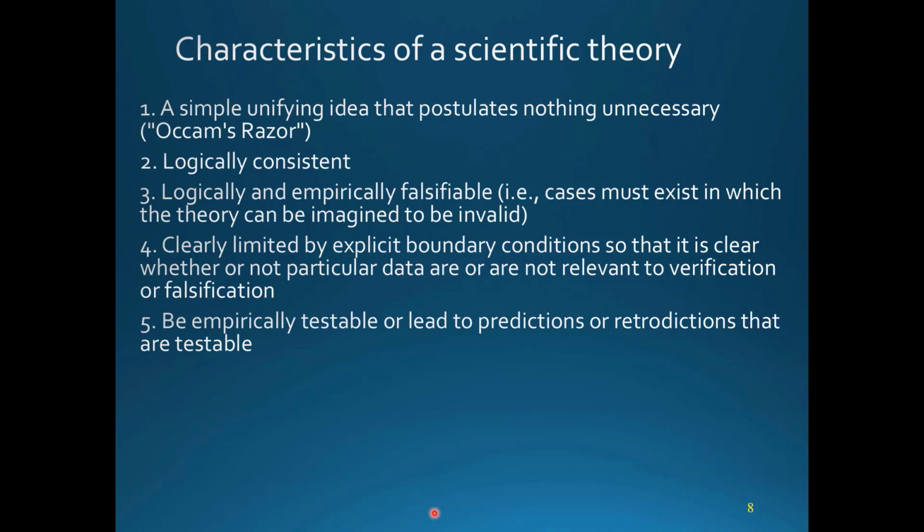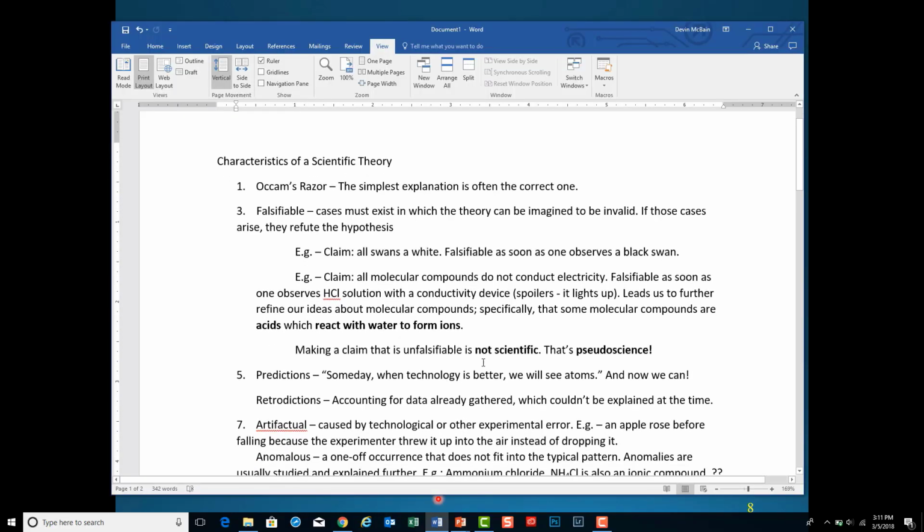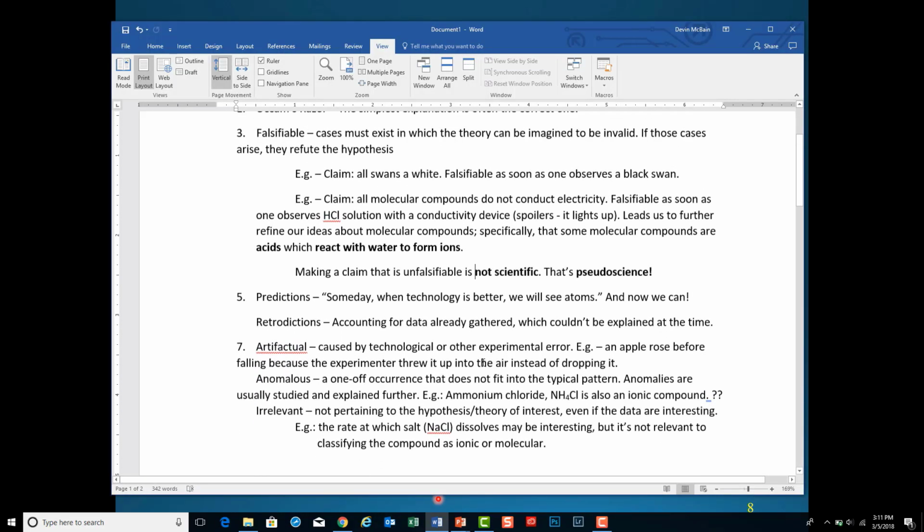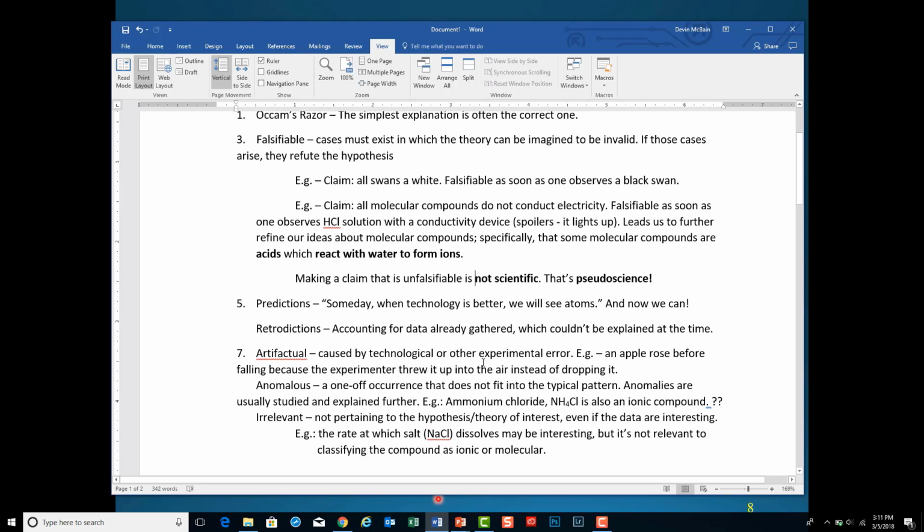Okay. The theory also has to be testable, or it has to be able to lead to predictions or retrodictions that are testable. Okay, so I think that most of us are familiar with what a prediction is, but what in the world is a retrodiction? An example of a prediction would be something that I talked about again today in class: back in the day, a lot of scientists were thinking to themselves, someday when technology is better, we will be able to observe my theory firsthand. So for example, Democritus maybe imagined in his wildest dreams that someday we would be able to see atoms. And guess what? Now we can. I'll show that to you. Oh, we saw it actually the very first day of class.